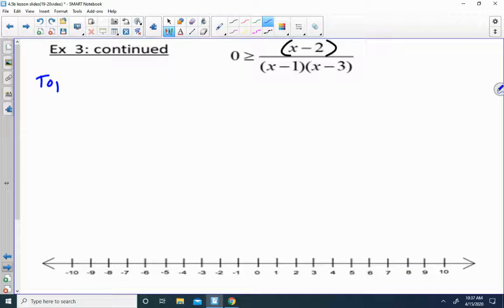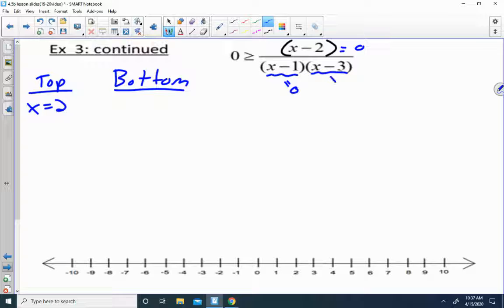So first, as always, I need to take the top and bottom and set them equal to 0. For the top, set it equal to 0, and you're just going to get x equals 2. Now for the bottom, notice how you have 2 factors this time, which means you're going to have 2 numbers to set for the bottom. You're going to have x equals 1 and x equals 3.